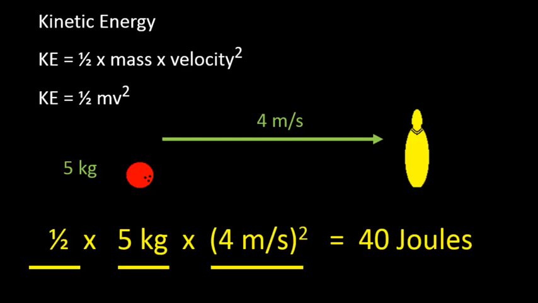And to do the math in your head, you can just square 4 meters per second. That gives us 16. Multiply that by 1/2, and that gives us 8. And then 8 times 5 brings us to 40 joules. So just a little shortcut on how to do a math problem like that.